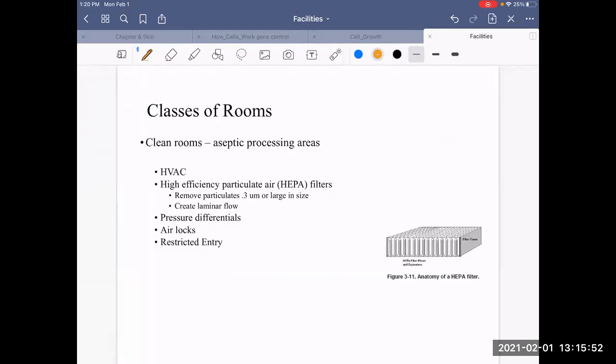Okay, so now the classes of rooms. Okay, so clean rooms are aseptic processing areas. Okay, so they have high airflow and they have HEPA filters, so high efficiency particulate air filters. So they're going to remove particulates that are 0.3 micrometers or larger in size. So the idea is that we're going to create a laminar flow. Okay, all of the clean rooms are going to be very controlled. Okay, so there's airlocks, there's restricted entry, and we're going to have pressure differentials.